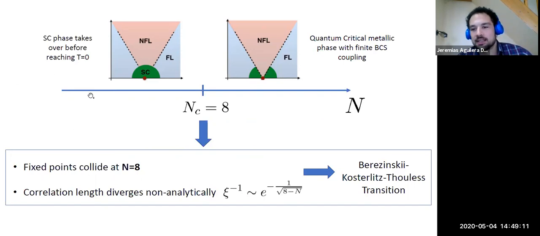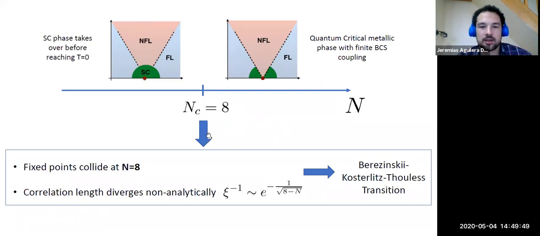So for n less than 8, you will find a critical region with NFL dynamics, but you won't be able to reach the quantum critical point at zero temperature because there is superconductivity arising at some finite T. On the other hand, if you were able to tailor a sample with n bigger than 8, you will find the critical region, but you will be able to reach T equals 0 and find a quantum critical point with finite BCS coupling.